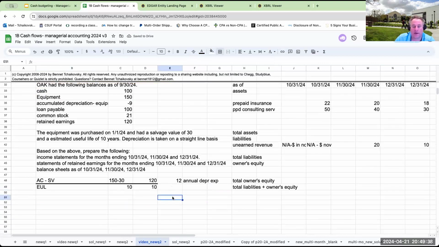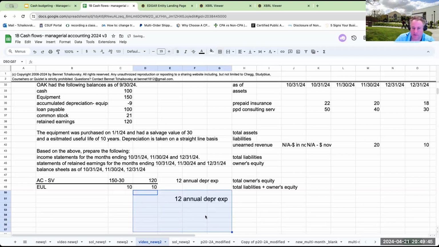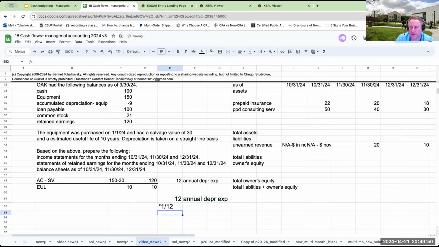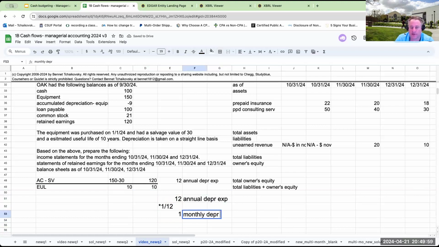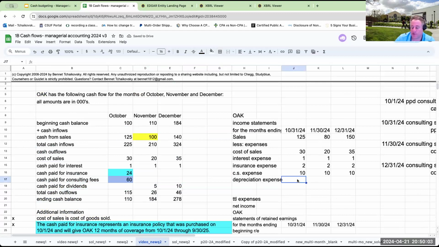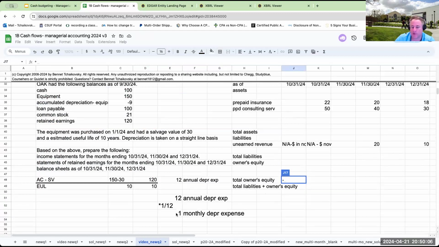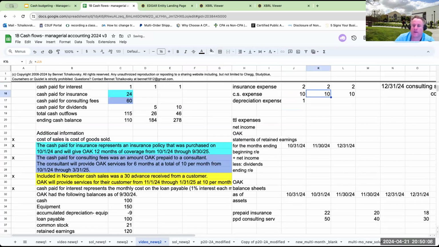So, but we don't want annual, we want monthly, right? So to get to monthly depreciation expense, I need to multiply this value by 1/12. When I take 12 times 1/12, I'm going to get 1, which is my monthly depreciation expense. So every month, because we're doing straight line, and for my exams, it will always be straight line. So over here, 1, 1, and 1.